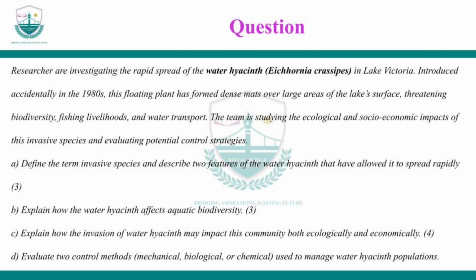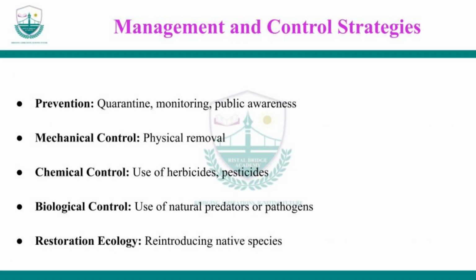Now that we understand the problem, what can we do about it? Here are 5 key strategies. Prevention: stop the introduction before it happens, through education and border control. Mechanical control: cutting, harvesting, or removing the species by hand or machine. Chemical control: using herbicides or pesticides, fast but with environmental risks. Biological control: introducing predators or pathogens, cheap but may backfire. Restoration ecology: rebuilding natural ecosystems to outcompete the invader.